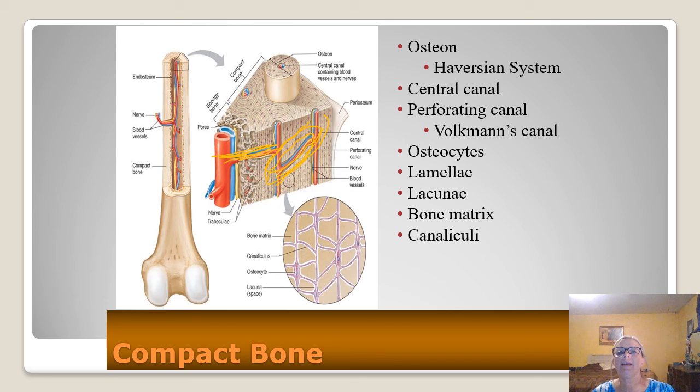Each canal contains blood vessels that nourish bone cells. The perforating canals are also called Volkmann's canals. Those are the ones that run sideways. It's almost more perpendicular here, but kind of sideways. They also contain blood vessels, but nerves as well. And then, of course, you can see all these parts on here that we learned about in histology.